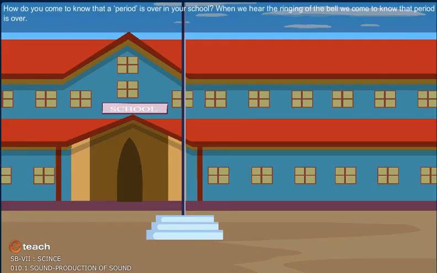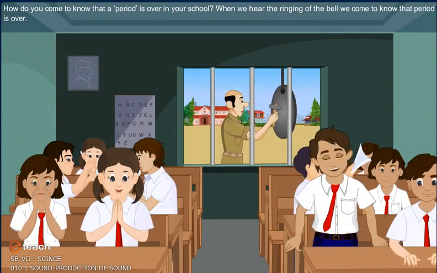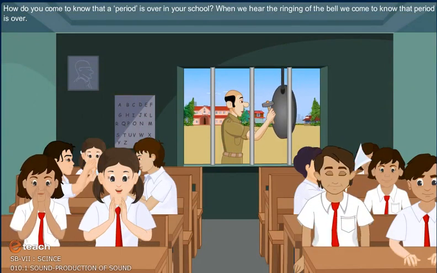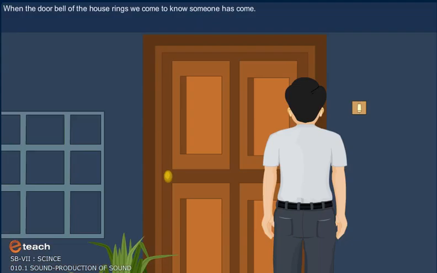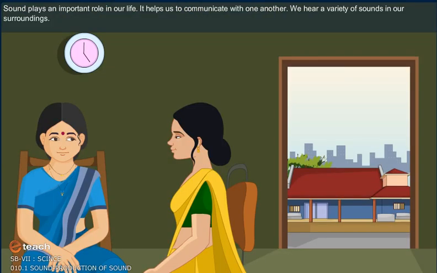How do you come to know that a period is over in your school? When we hear the ringing of the bell, we come to know that the period is over. When the doorbell of the house rings, we come to know someone has come. Sound plays an important role in our life. It helps us to communicate with one another.